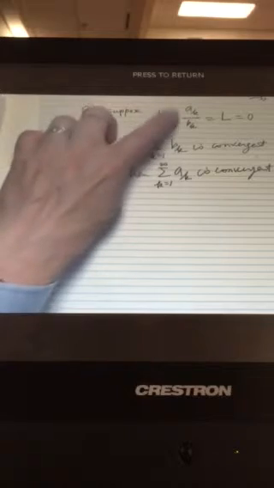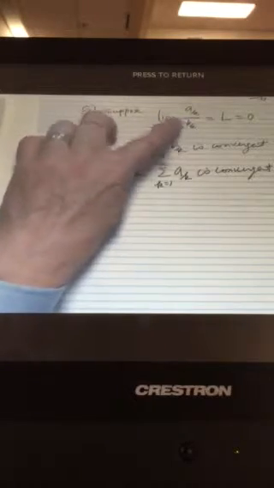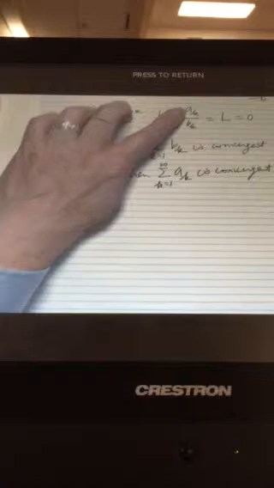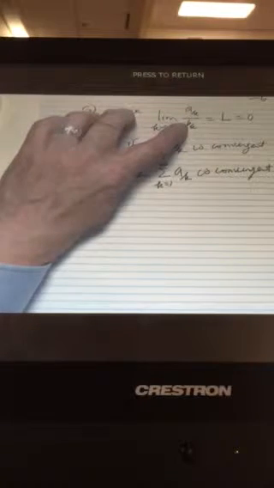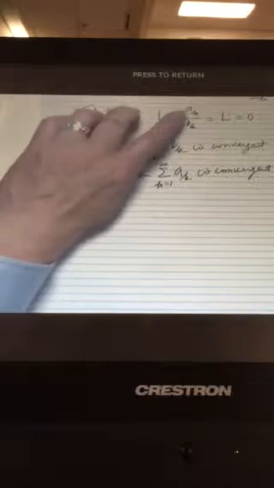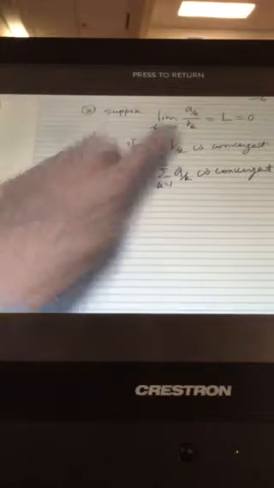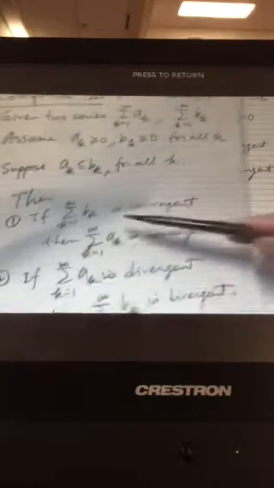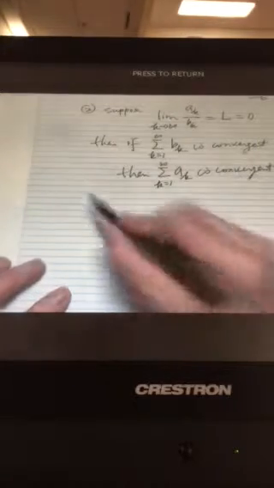Now this is easy to understand because what this means, namely the limit of a_k over b_k goes to 0, that means a_k is smaller than b_k. That's the only way for this to go to 0, is that a_k is smaller than b_k. And then from the previous comparison test, we know that if the larger one, b_k, is convergent, then the smaller one is convergent. So this is from the comparison test.